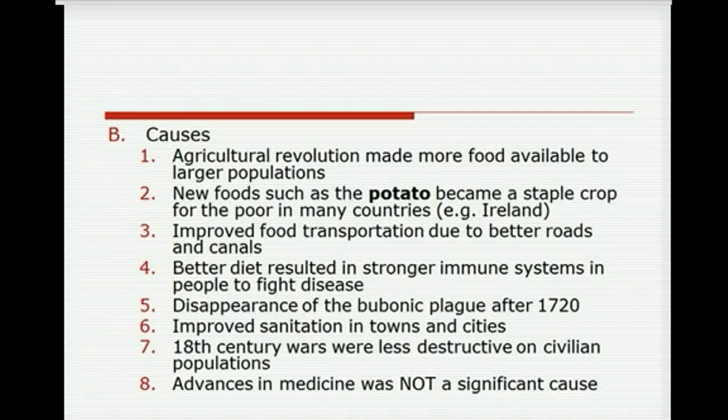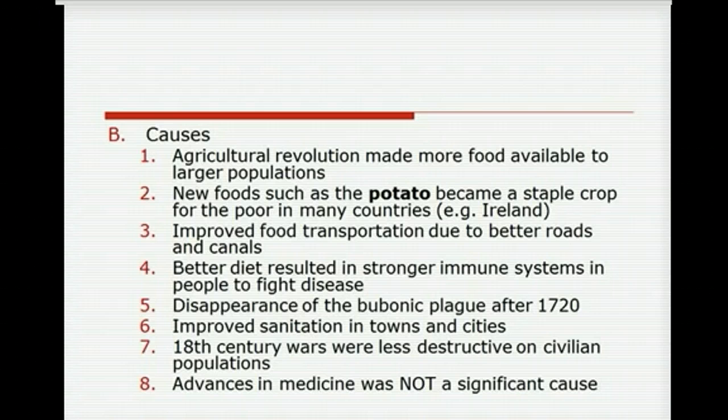So why? Number one, the agricultural revolution made more food available to larger populations. More food equals more people. New foods such as the potato from the Columbian Exchange become a staple or main crop for the poor in many countries. Example being Ireland. We'll talk about a negative to that coming up second semester. Improved food transportation due to better roads and canals is going to cause a population explosion. Why? You can take food to areas that have shortages quickly, easily, inexpensively. If this village over here is having a hard time with production, you can ship food to them, keep people alive.